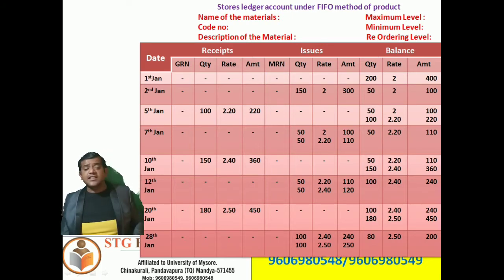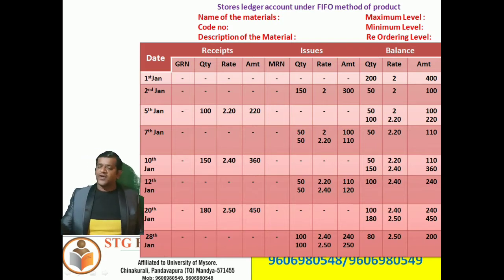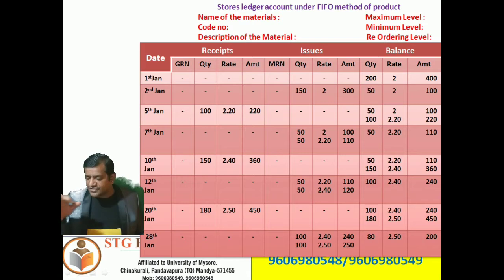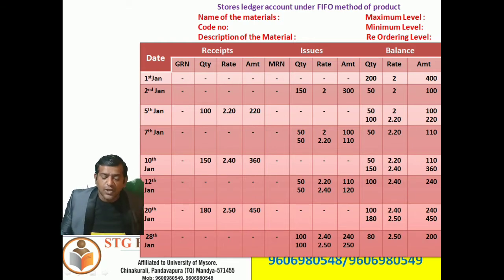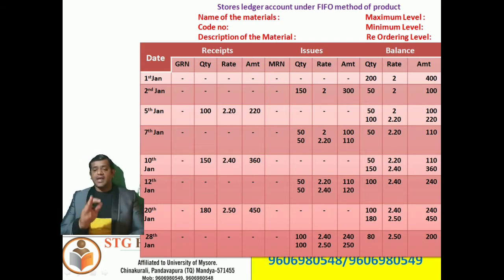On 12th January, again there is an issue of 100 units. So the receipts column dashes, and under the issue column, first take 50 into 2.20, that is 110 rupees. Then the other 50 into 2.40, that comes to 120 rupees. So the balance will be 100 units at rupees 2.40, that is 240 rupees.